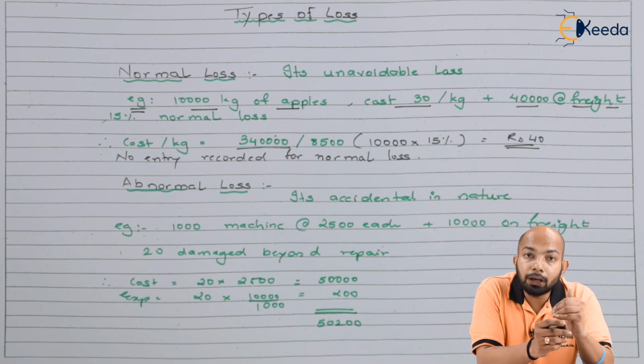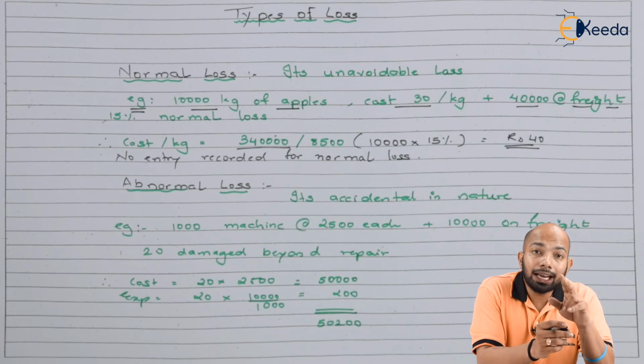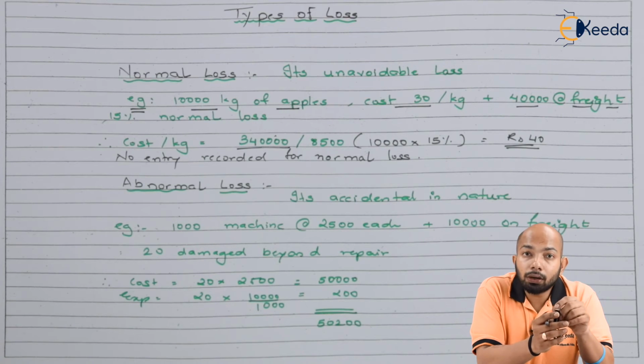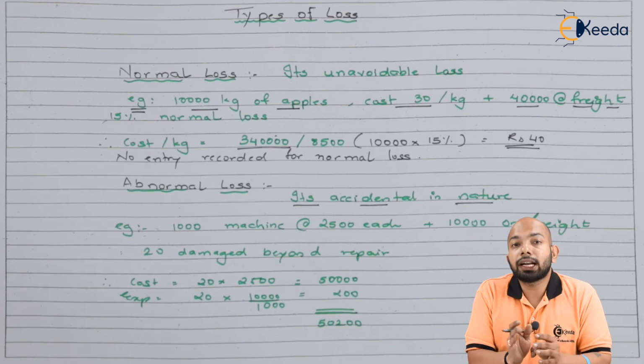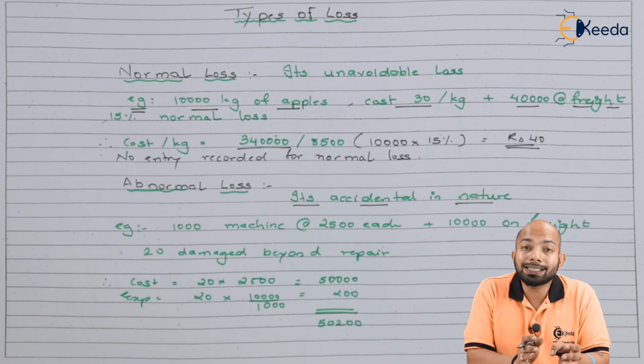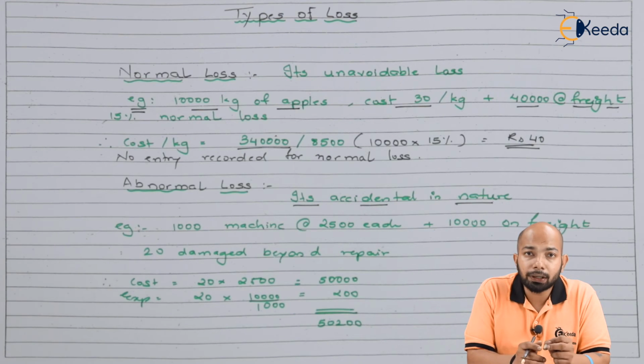Anything sold out below 40 rupees will be a loss. Now let's hop on to abnormal loss and understand how the calculation goes there. As we know, it's accidental in nature, so it doesn't happen every time. We understand that these are certain rare scenarios a business has to go through, or a consignment has to go through. So let's hear it out with an example down here.